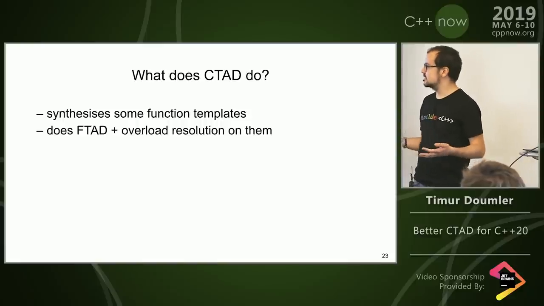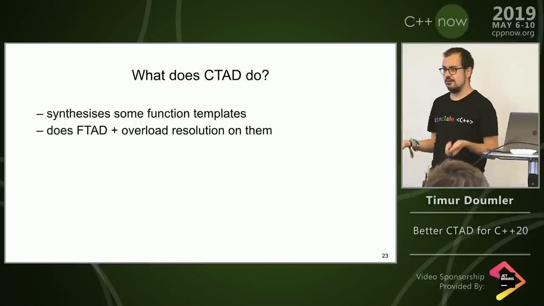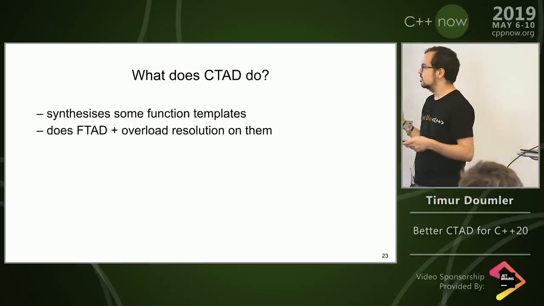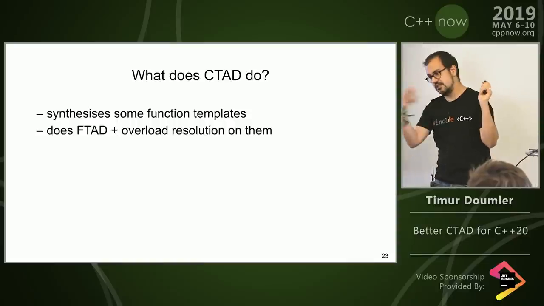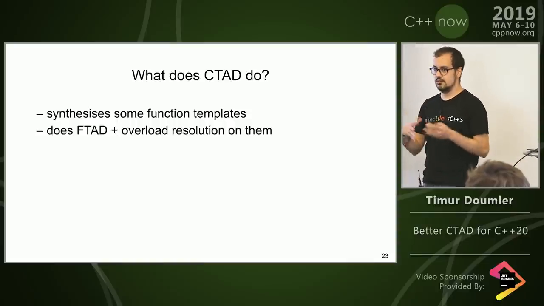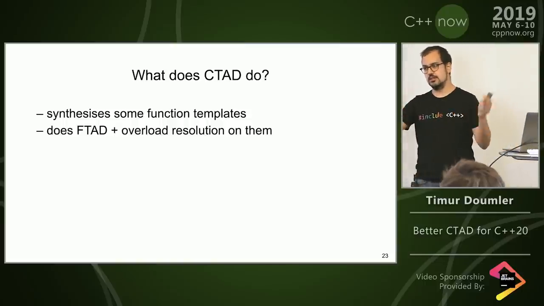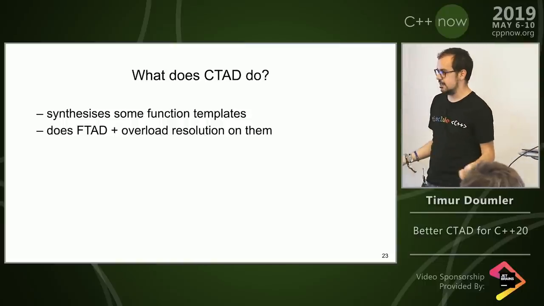So what CTAD actually does, it uses the same machinery. It synthesizes a bunch of functions that don't actually exist. And then it's going to do function template argument deduction and overload resolution on them. And the result of that is going to be some type that is deduced. And then the placeholder is replaced with that type. So this is what CTAD is.